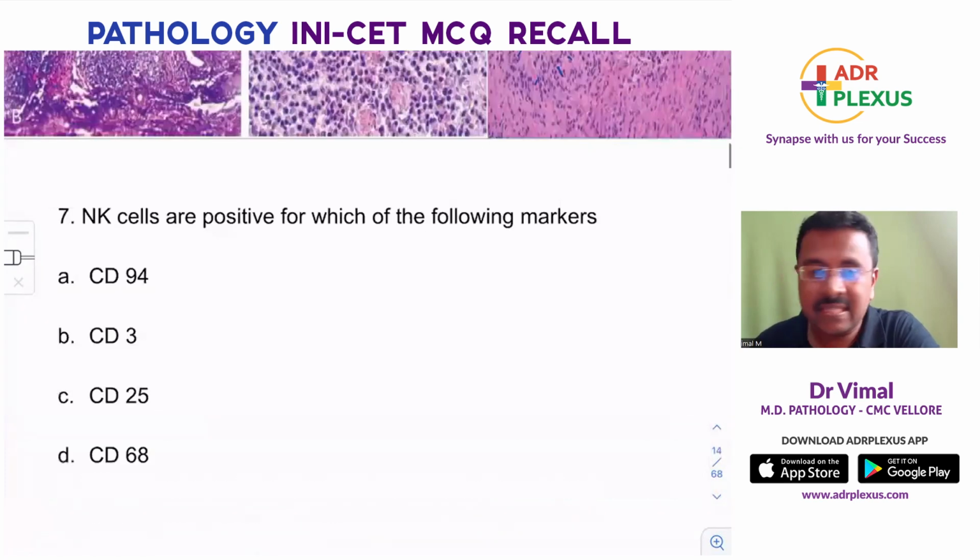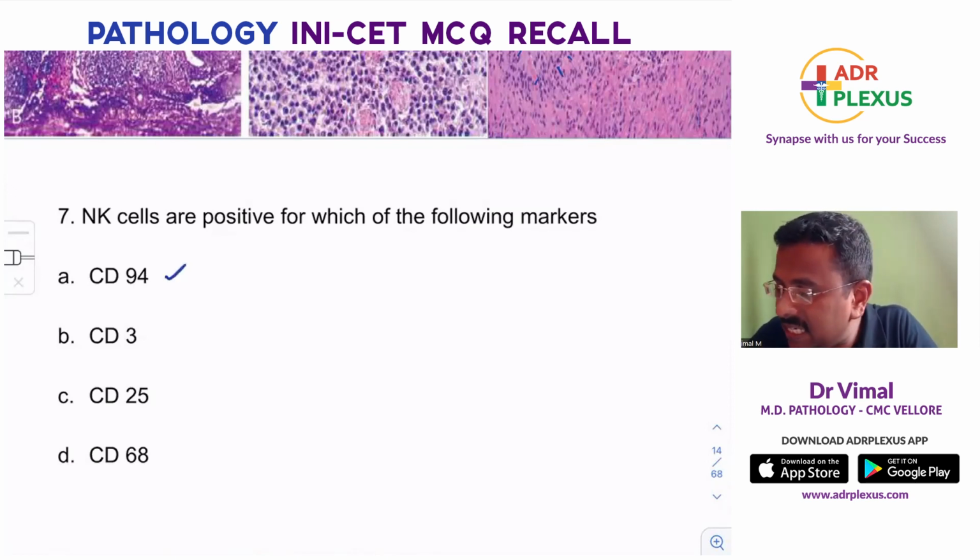Now moving on to the other question. Many students were saying that with NK cells, first we thought it would be only CD16 and CD56. All of us are tuned to CD16 and CD56 only. So the examiner knows that all of you know these things. This time he wanted to ask about the other markers which are positive in NK cells. So he has given four options.